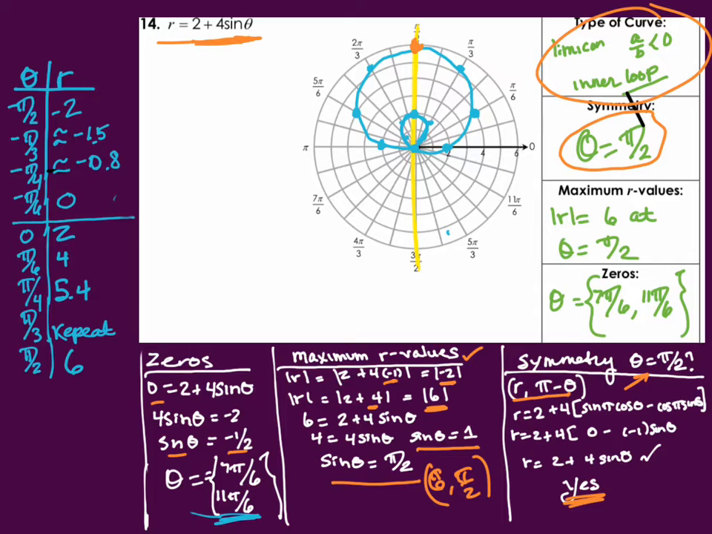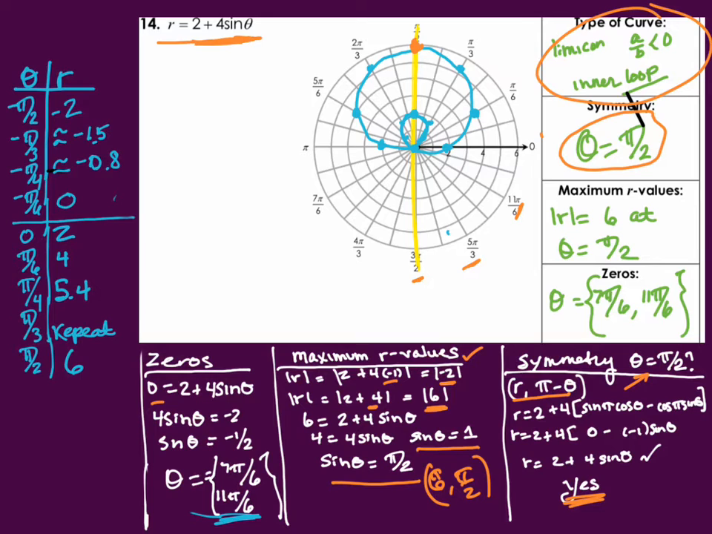Now, because it's symmetric to theta equals pi over 2, I am going to just use these points. This guy, this guy, this guy, this guy, this guy, this guy. And I'm not going to use the 12s this time because these limacons are usually bigger. They're not petals, little tiny petals. So I'm going to just use negative pi over 2 and then these guys. Okay? So here we go.